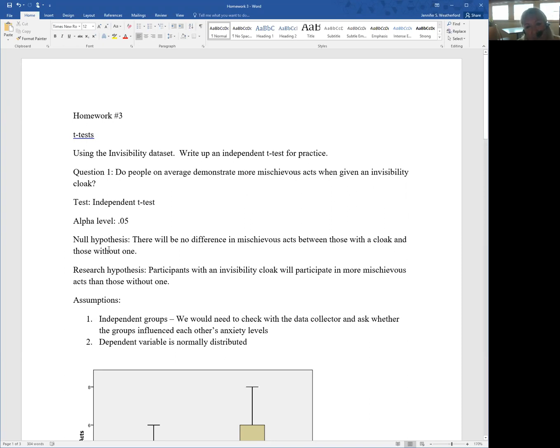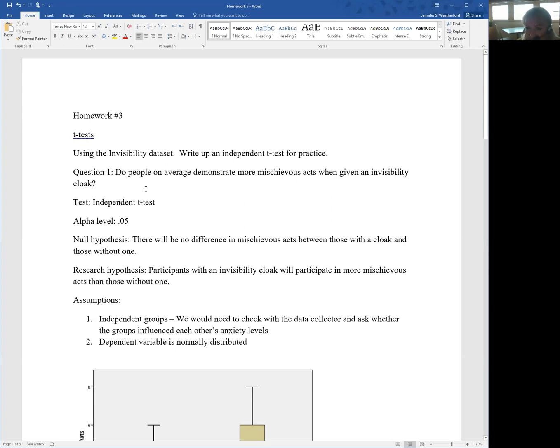So I've written up here some thoughts and ideas that you'll want to include when you do homework number 3. But this is for the invisibility data set. Don't forget, homework number 3, we're using the spider data set, the people who saw the picture versus the actual spider. But in introducing what I'm doing here, somehow I'd like you to discuss the question.